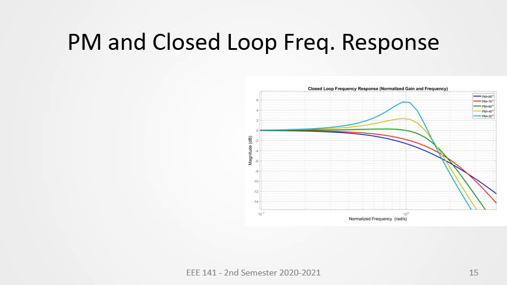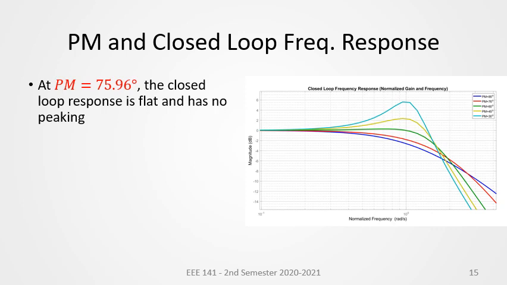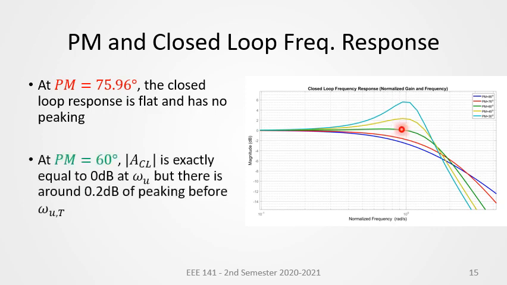The case with a phase margin of 75.96 degrees is drawn in red. It is the critically damped case with overlapping poles and has a flat response with no peaking. For the green plot, the phase margin is 60 degrees. The normalized closed loop gain at the normalized unity gain frequency is exactly 0 dB. However, there is around 0.2 dB of peaking before the unity gain frequency of the loop gain.